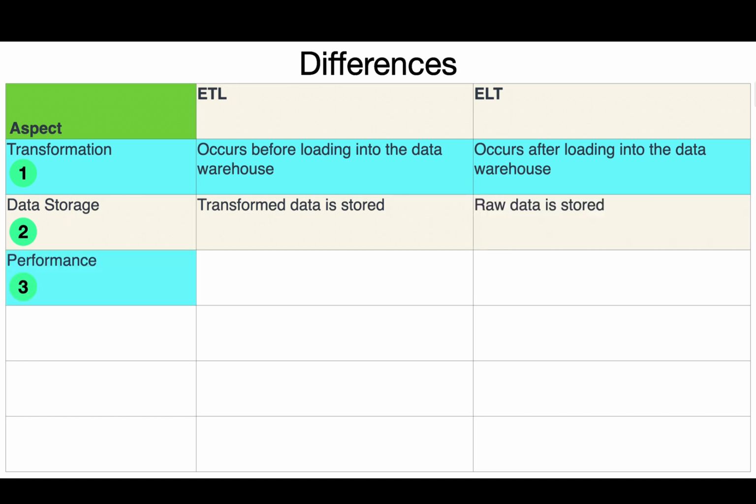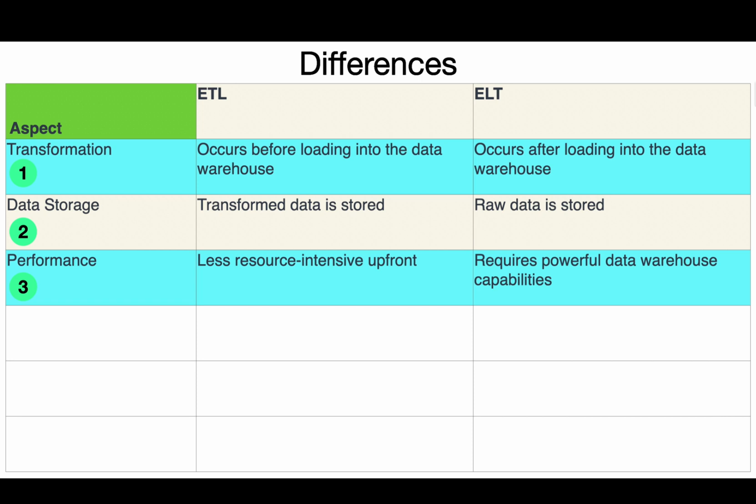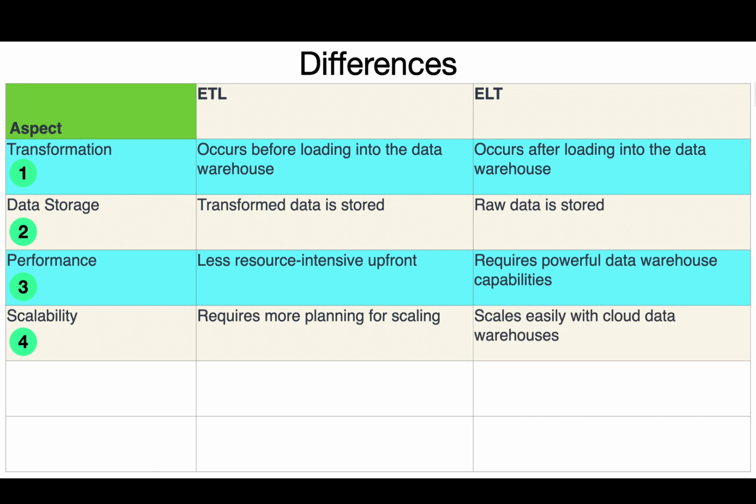3. Performance. ETL is generally less resource intensive upfront. ELT requires powerful data warehouse capabilities due to the processing of raw data. 4. Scalability. In ETL, scaling requires more planning and resources. ELT is easier to scale, particularly with cloud-based data warehouses that offer on-demand resources.